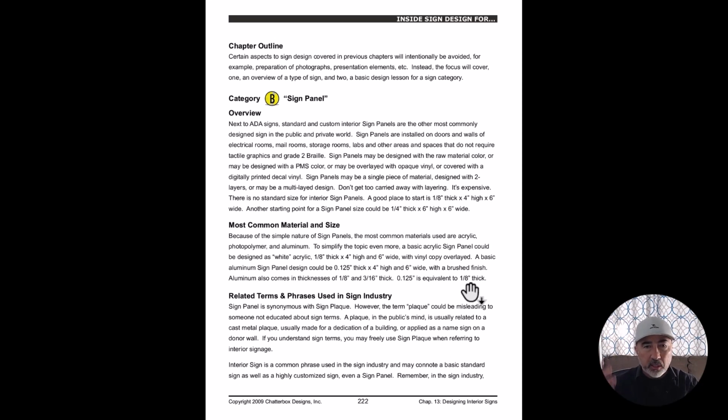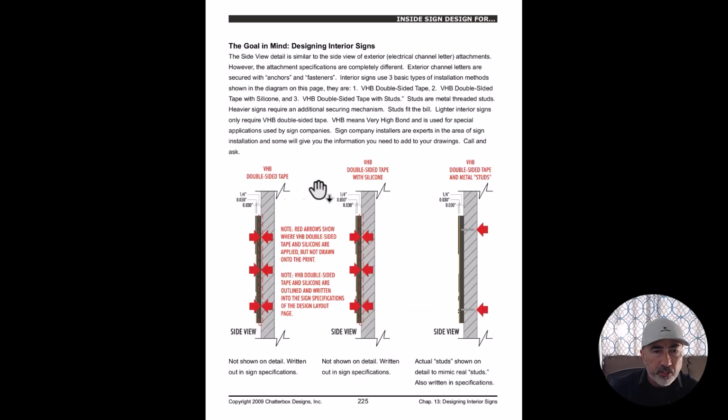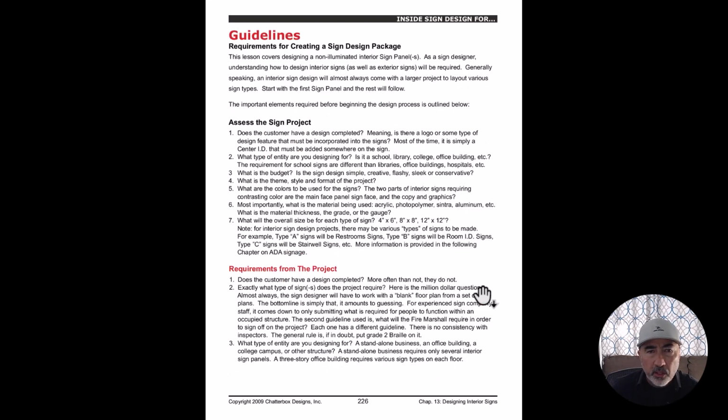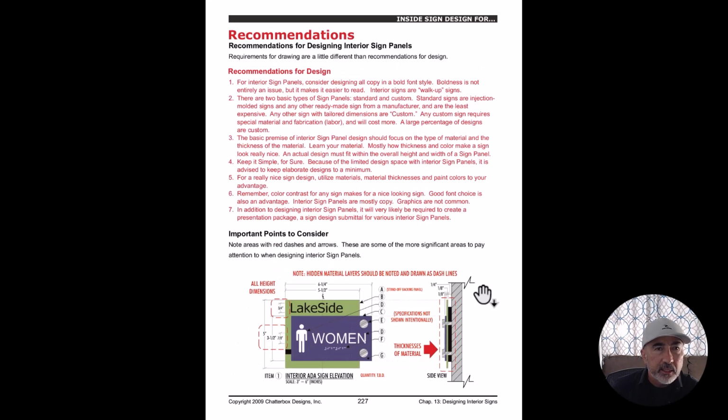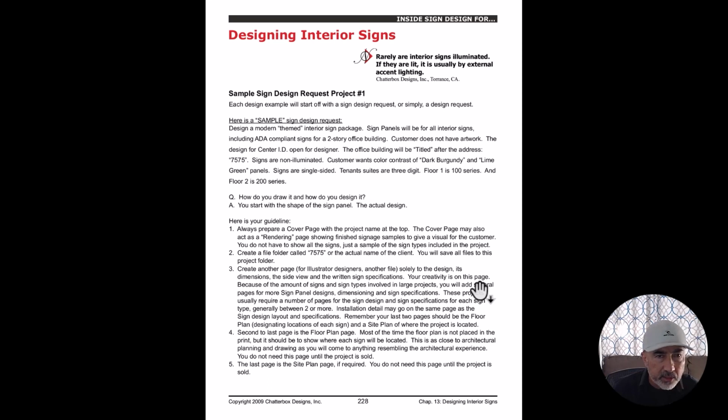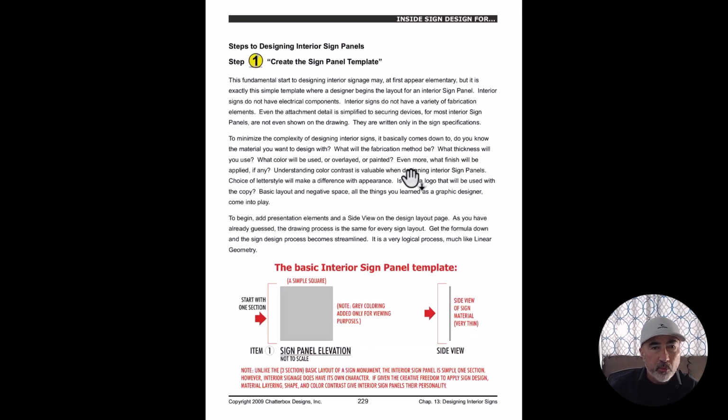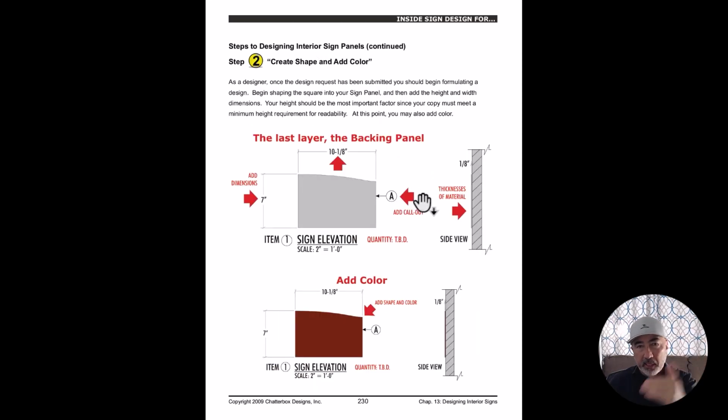There's so much excessive information that you're going to be categorizing it and making the sign drawing accordingly. So these are just different ways you can install the sign, guidelines, recommendations, design interior signs, sample sign design request project 1. This is on page 228. You start the first example where I show the steps to design interior signs: you just make a gray box and then make a slight angle, like this is if you were designing this, and then add the color, add the dimensions.